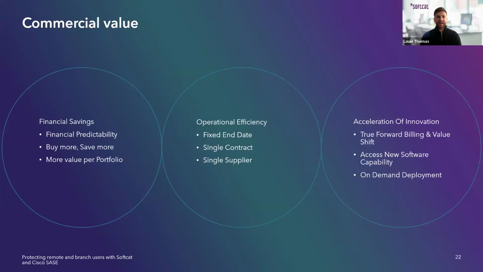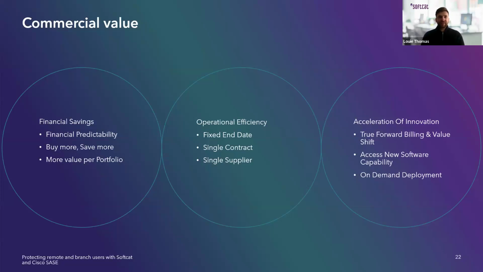And then finally, if we look at the acceleration of innovation, this is one of the biggest pieces of an EA when we look at true forward billing and value shift. True forward billing is the accumulation of in-year licenses that are added into the agreement that are reviewed on an annual anniversary basis and then charged to you, the customer, based on the years remaining of the agreement. What this offers is a potential saving in what you would typically spend on license costs.